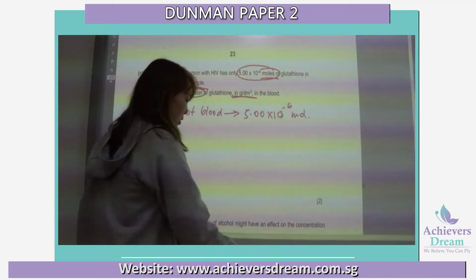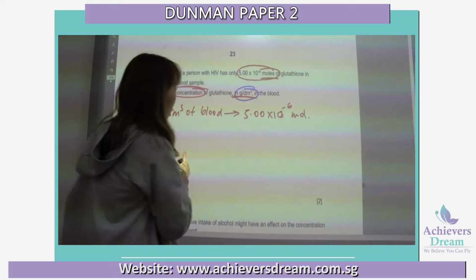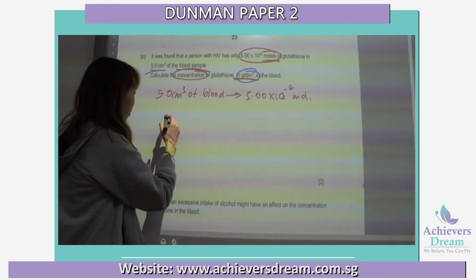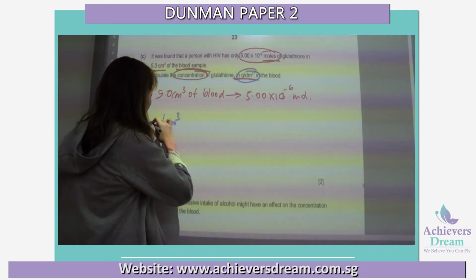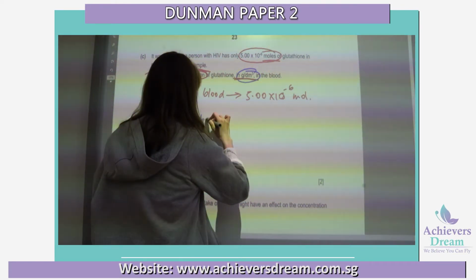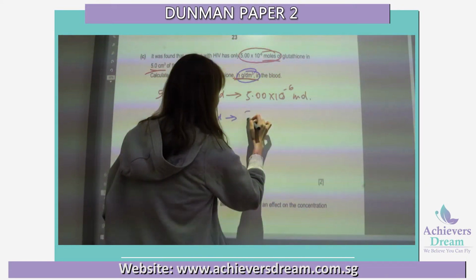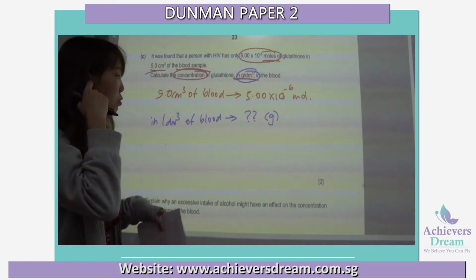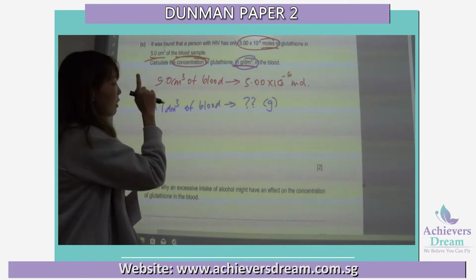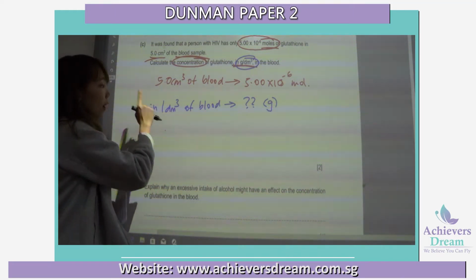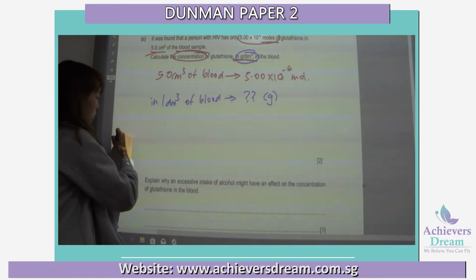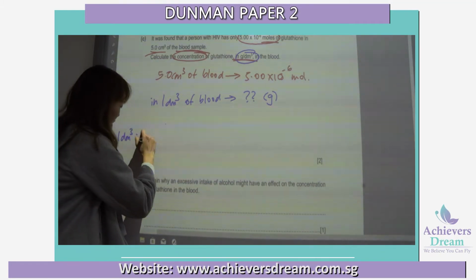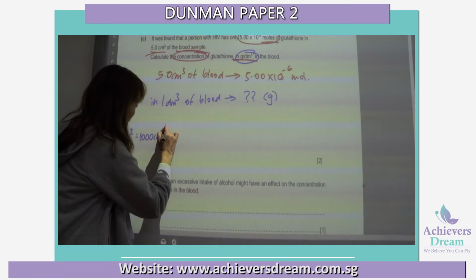Now look at the units for concentration. We are working backwards in this case. Gram per dm³ means what they want you to find is, in 1 dm³ of blood, what is the mass in terms of gram? So we work backwards. We find the number of moles in 1 dm³ of blood. In 1 dm³ is 1000 cm³, correct?